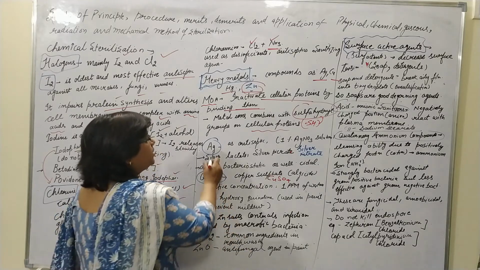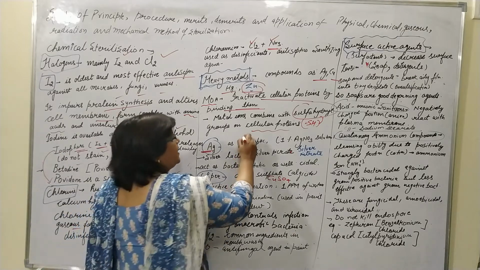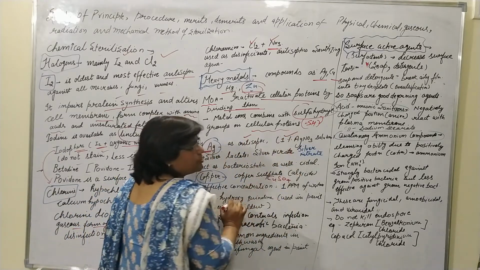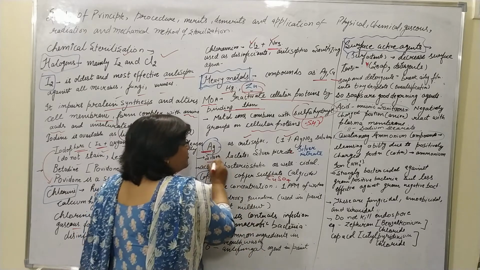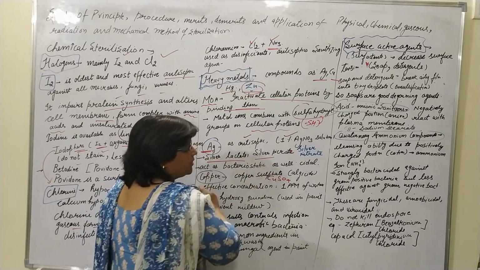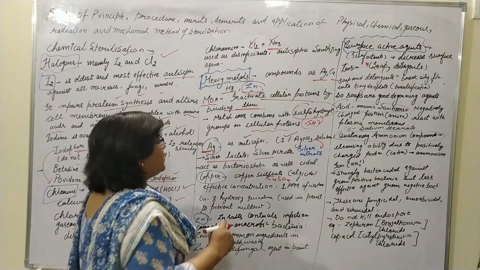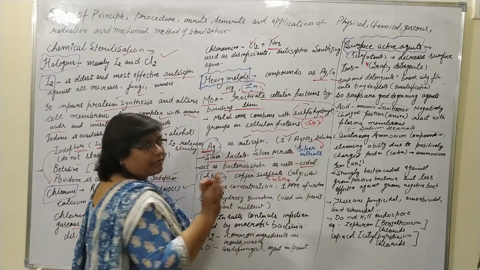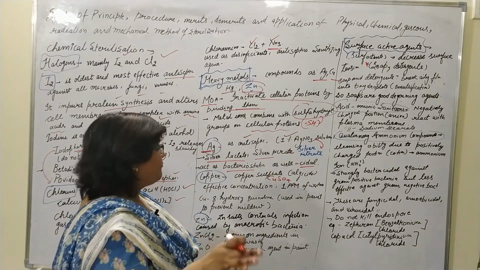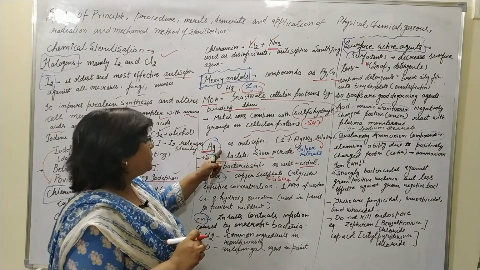Now silver is used as an antiseptic, and a 1% silver nitrate solution is used as an antiseptic solution. Other forms are silver lactate and silver picrate. AgNO3 is the silver nitrate. It is bacteriostatic as well as cidal. Cidal means killing. Okay, now the silver we have completed.